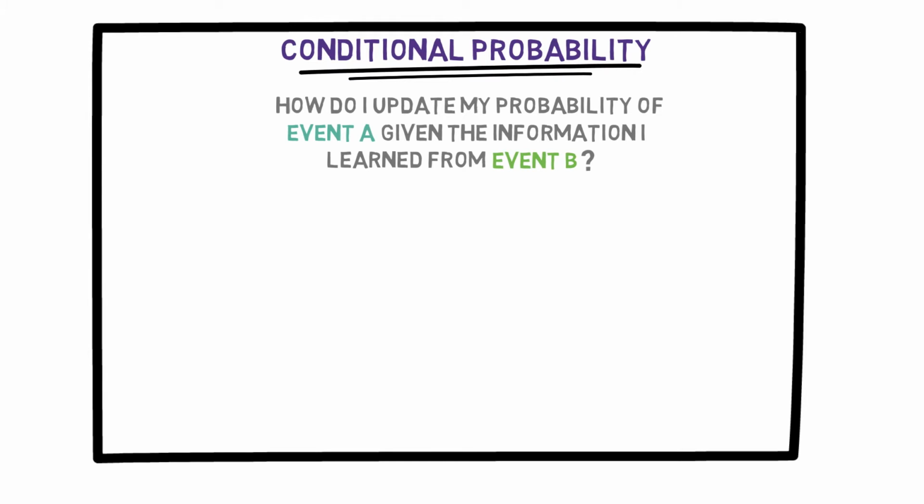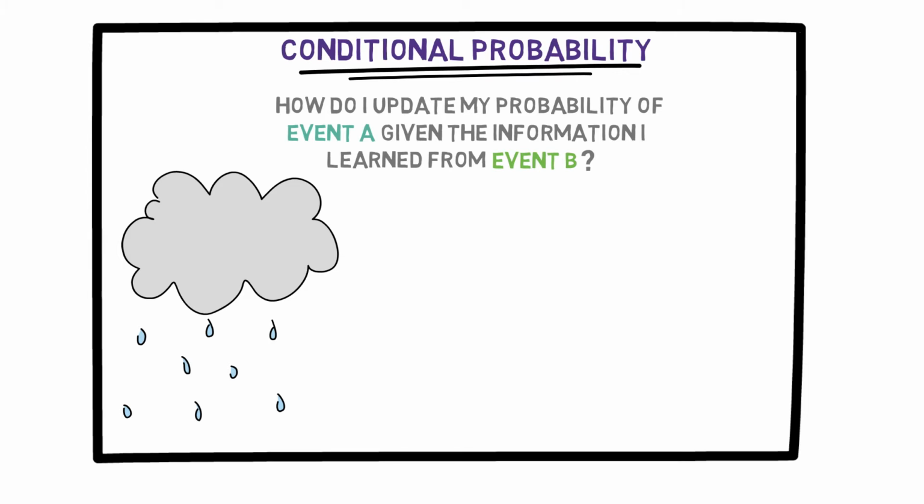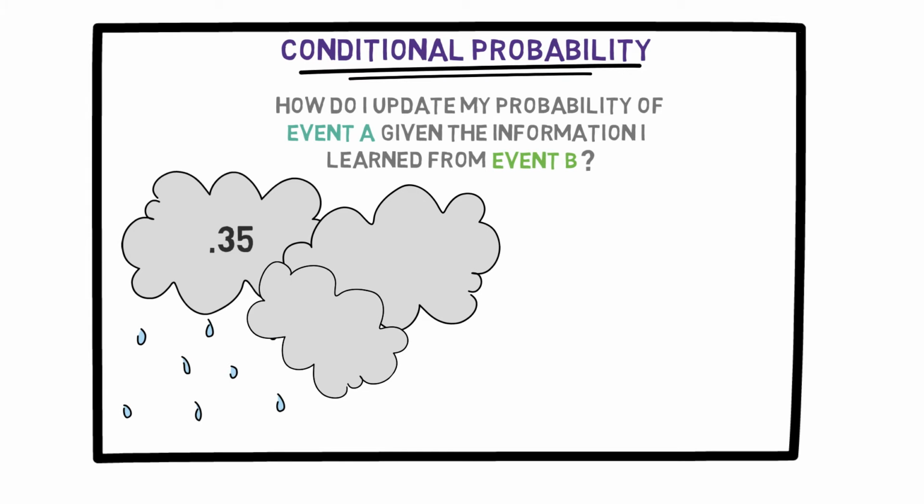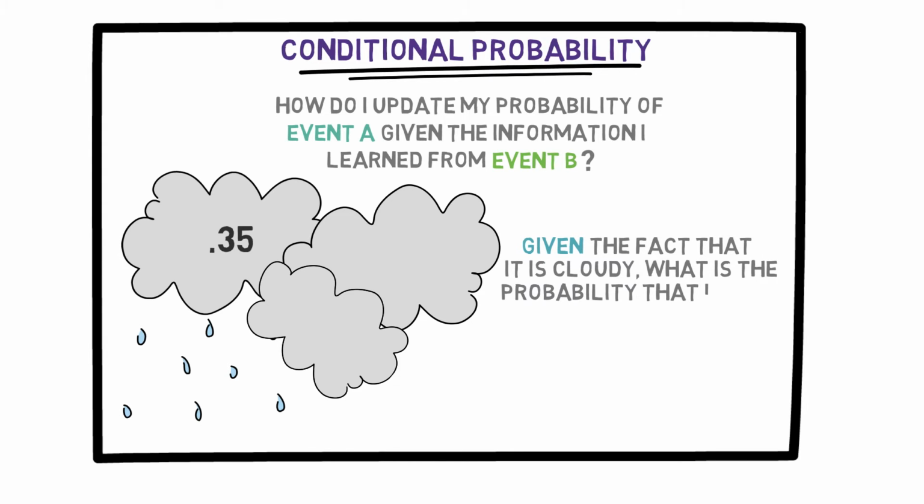For example, suppose that you pick a random day and the probability that it will rain in that day is 0.35. Now suppose that you also learn that the random day you've chosen is a cloudy day. So the question would be, given the fact that it is cloudy, what is the probability that it will rain in that day? Given this, you would probably assume the updated probability would be larger than your original probability of 0.35. Let's look at another example to see how we can update probabilities in the face of additional information.